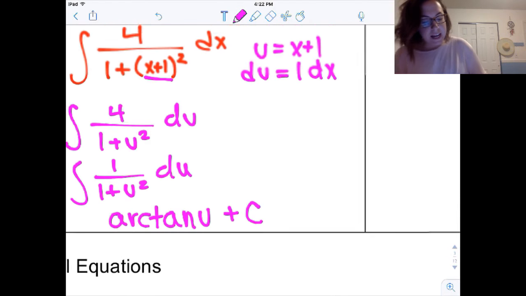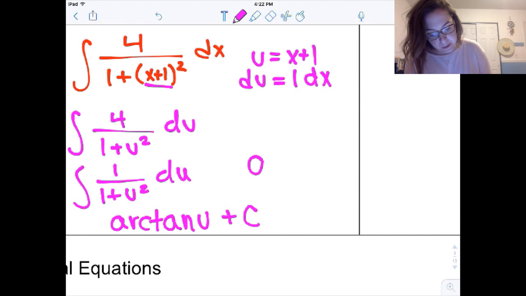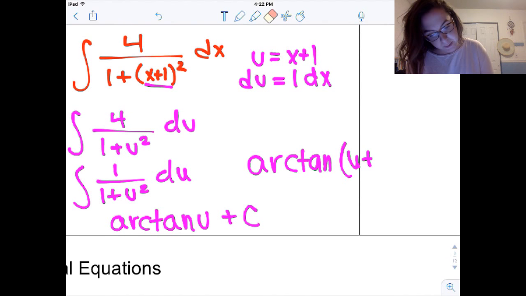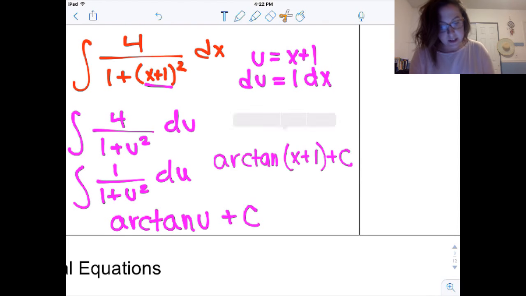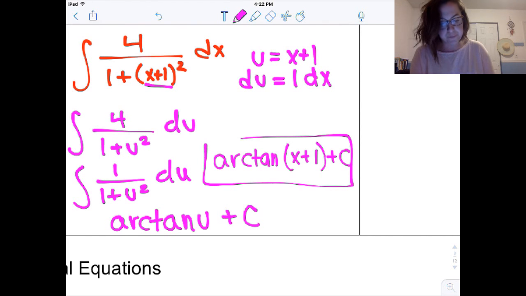And plug your u back in. So this would be arctan of x plus 1, thank you, plus c. Thank you to whoever corrected me on that. Perfect. That would be my final antiderivative.